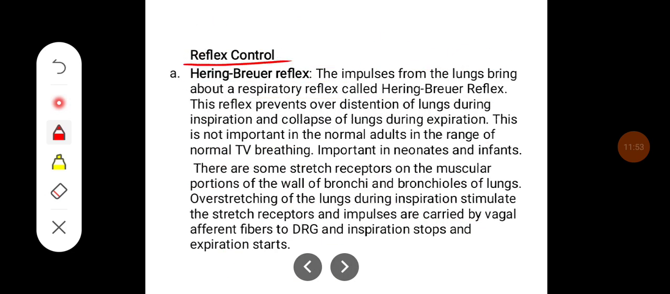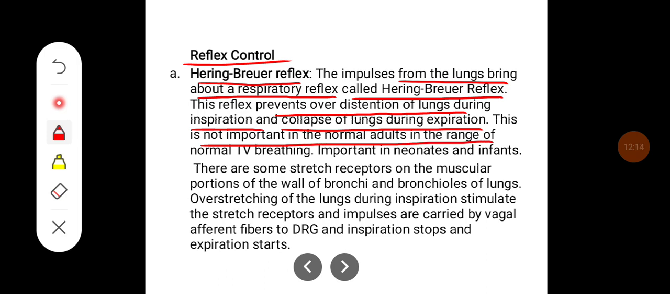Reflex control. First, the Hering-Breuer reflex. The impulses from the lungs bring about a respiratory reflex called the Hering-Breuer reflex. This reflex prevents over-distension of the lungs during inspiration and collapse of the lungs during expiration. This is not important in normal adults in the range of normal tidal breathing, and it is important in neonates and infants.